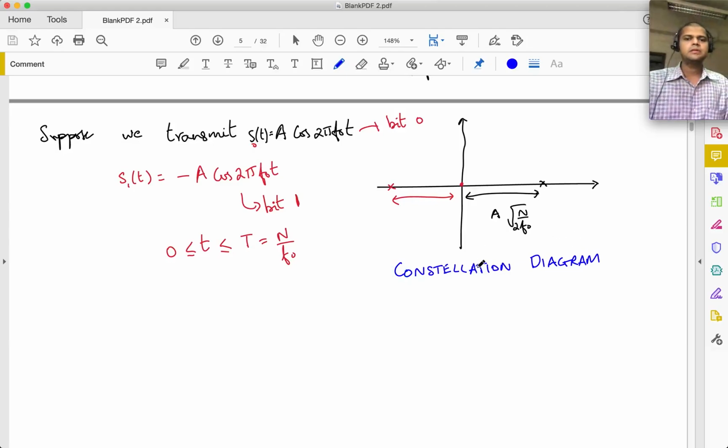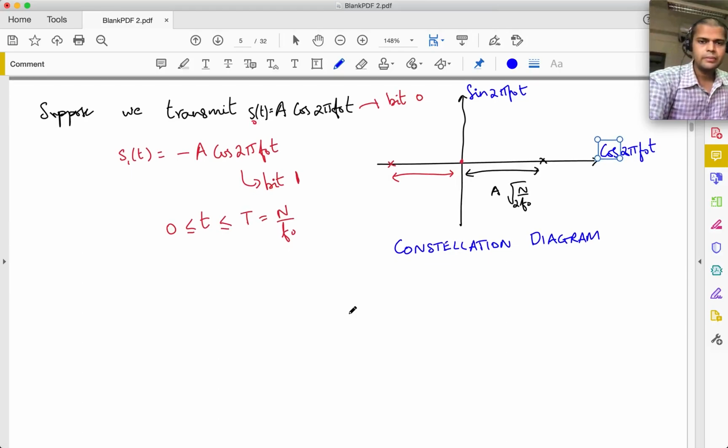So a constellation diagram shows you the signals that you are transmitting, in this sort of a vector space where I have cos on the x-axis and sine on the y-axis. Of course, the unit vectors will be these functions multiplied by an appropriate constant. So this is a simple constellation diagram that I am showing for transmitting bit 0 and bit 1. The question is, what is going to happen at the receiver?